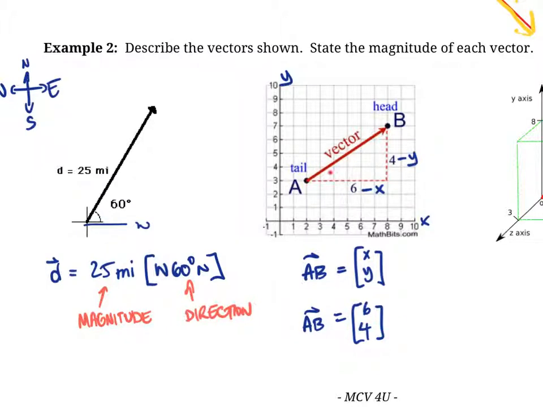Neither is the angle, right, as the direction, but essentially, you can use the 6 and the 4 to come up with those two things. So this is another way to fully describe a vector. So that's the second way, and when we have the square brackets like this, we call this matrix notation for a vector. Okay, there are other ways to represent it.